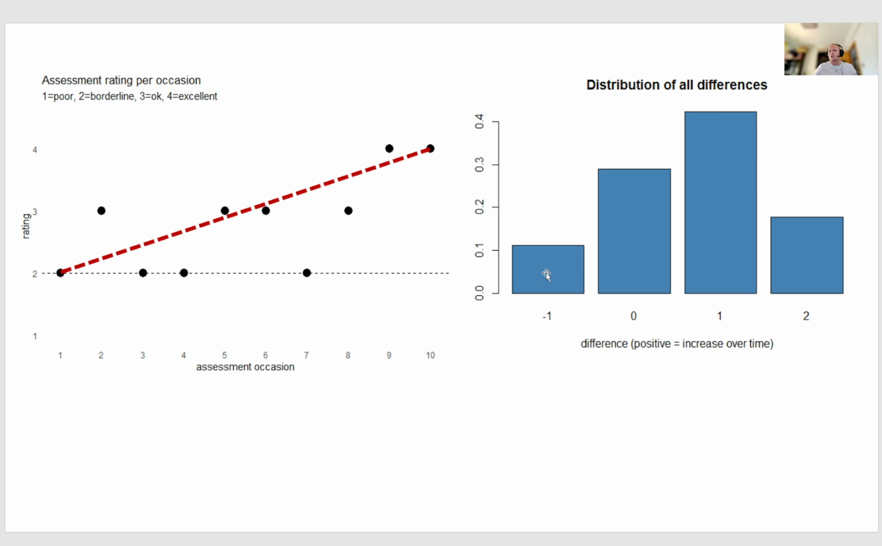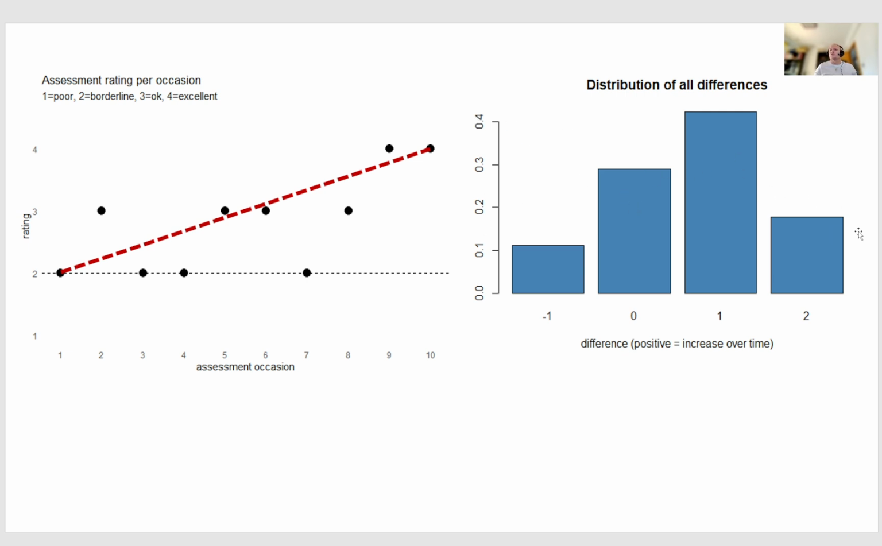Some of them result in a -1 difference. For instance, here from the second to the third occasion we see a regression. So basically a move down of 1 rank. So that's one of these observations that contributes to this bar here. Then there are also 0 differences, 1 differences, and 2 differences. So this is the distribution of all those 45 differences. Here you don't see frequencies, but I use probabilities because it gives a bit of a grip on where the differences go.